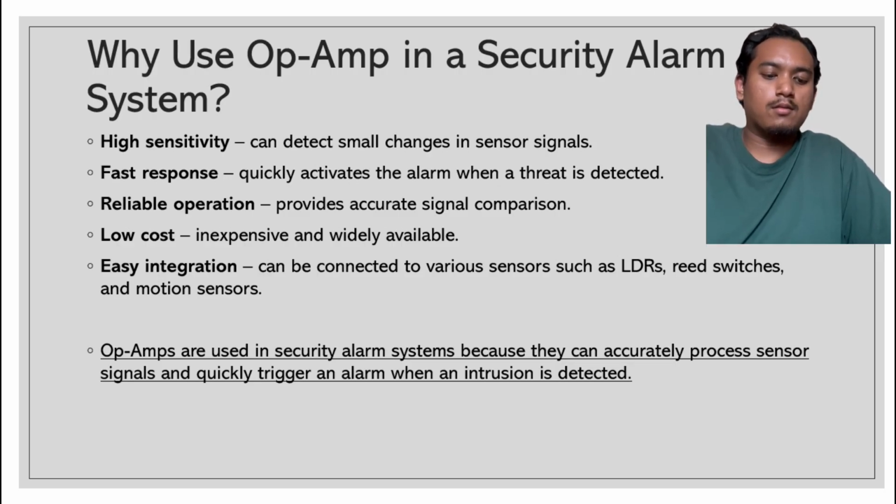Reliable operation provides accurate signal comparison. Low cost: inexpensive and widely available. Easy integration: it can be connected to various sensors such as LDR, reed switch, and motion sensor. Operational amplifiers are used in security alarm systems because they can accurately process sensor signals and quickly trigger an alarm when an intrusion is detected.